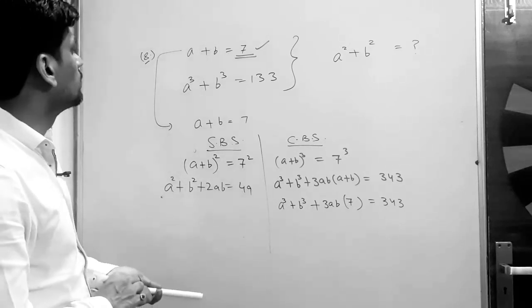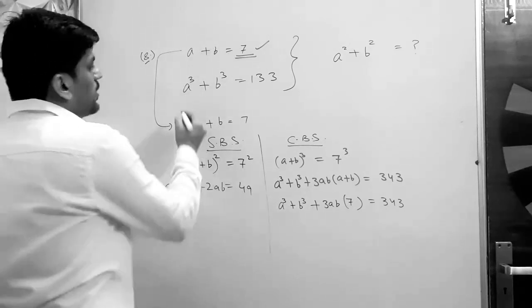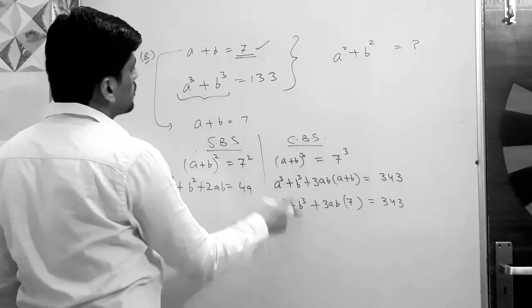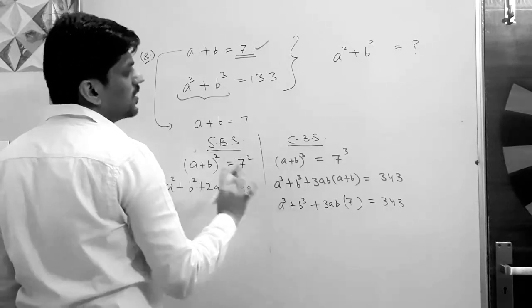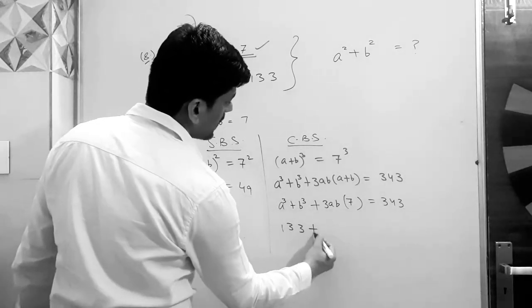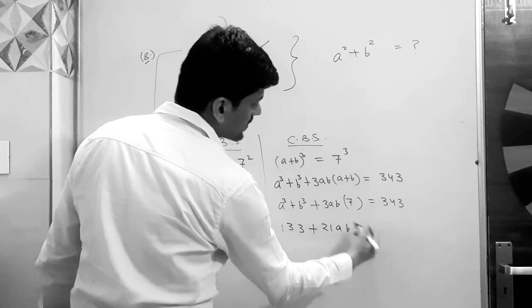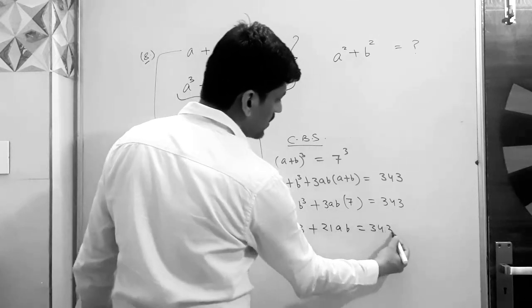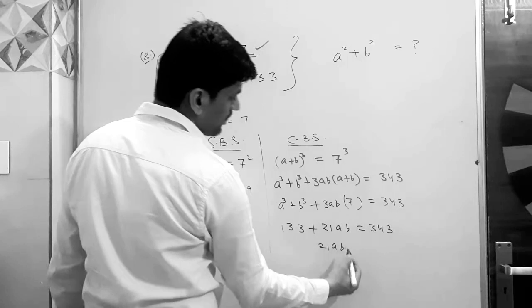Okay, so a cube plus b cube, this is given to us, all right. So let us substitute a cube plus b cube as 133, plus this becomes 21 ab. 7 3s are 21 ab. 343. So this is 21 ab.